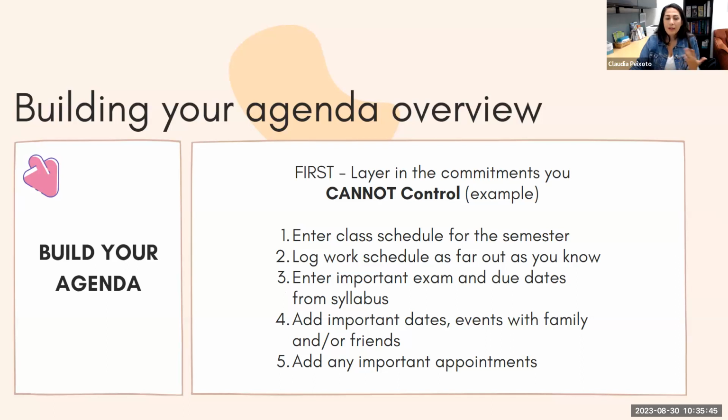And then we have an example here of things you can't control. For the student, it could be that they'll need to enter their class schedule for the semester. And once they register for classes, they would then log in their work schedule as far out as they can, enter any important due dates or exams from their syllabus when they get that the first day of class, and then add in any important dates and events for family and friends, and then any important appointments.